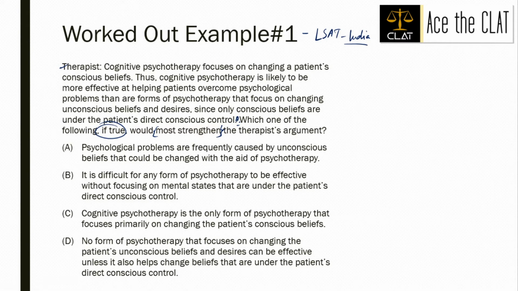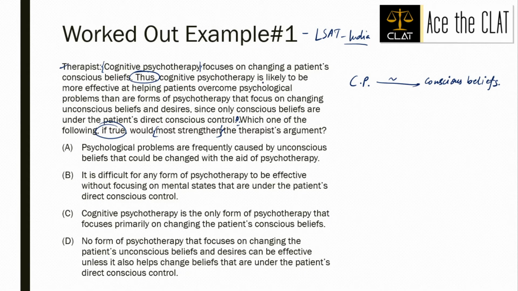So the therapist says that cognitive psychotherapy focuses on changing a patient's conscious beliefs. Okay, so there is something known as cognitive psychotherapy, which the therapist says alters or changes a patient's conscious beliefs. Fair enough. Then the author says, thus, which is a good indication that what follows in this part of the sentence is the conclusion or the claim, right? Thus is a common indicator word.